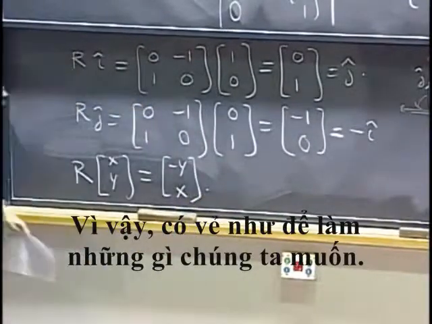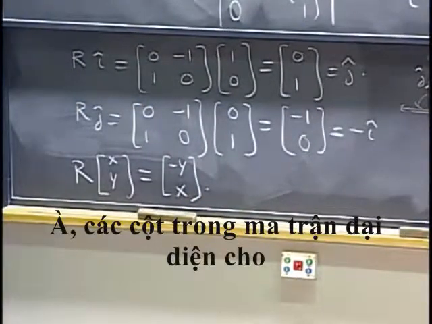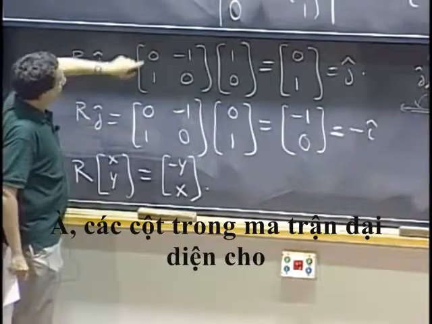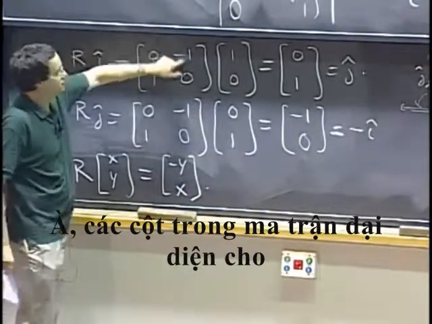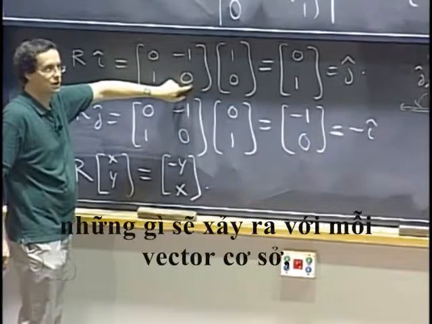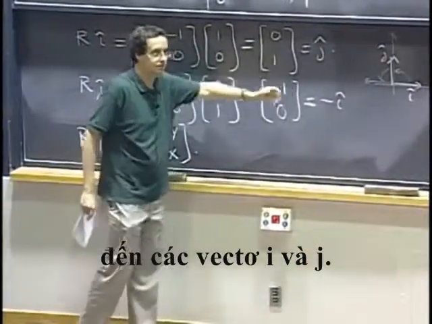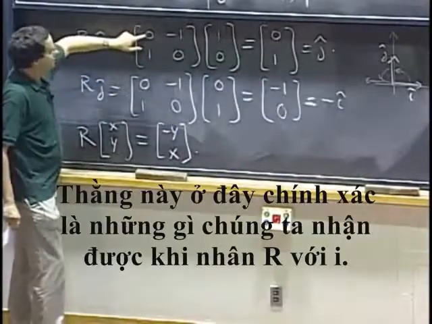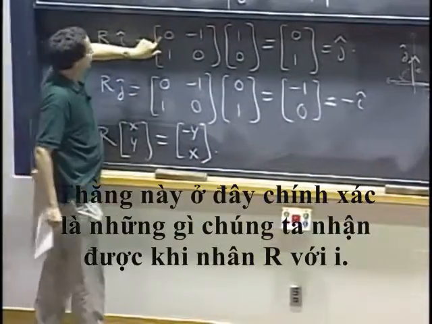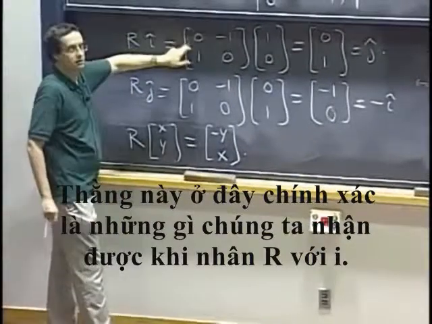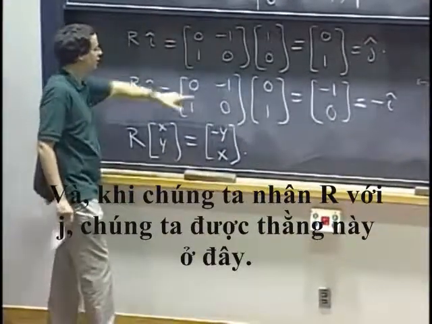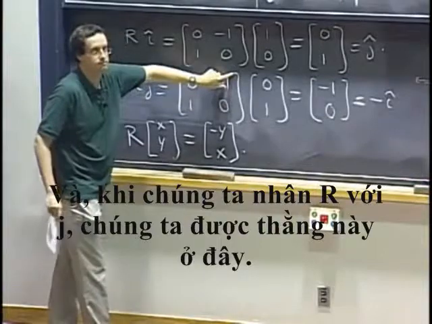So it seems to do what we want. By the way, I should point out that the columns in this matrix represent what happens to each basis vector, to the vectors i and j. This guy here is exactly what we get when we multiply r by i, and when we multiply r by j, we get this guy here.